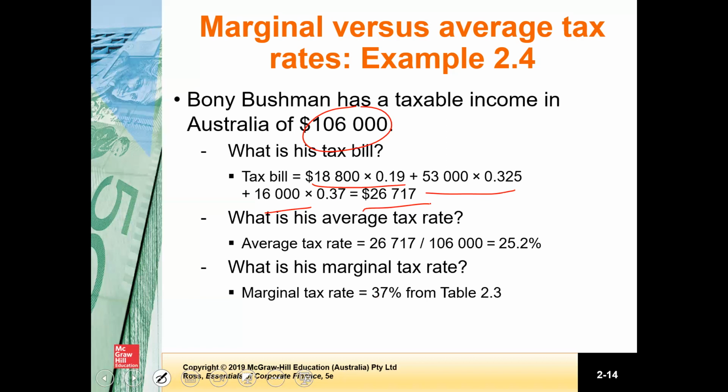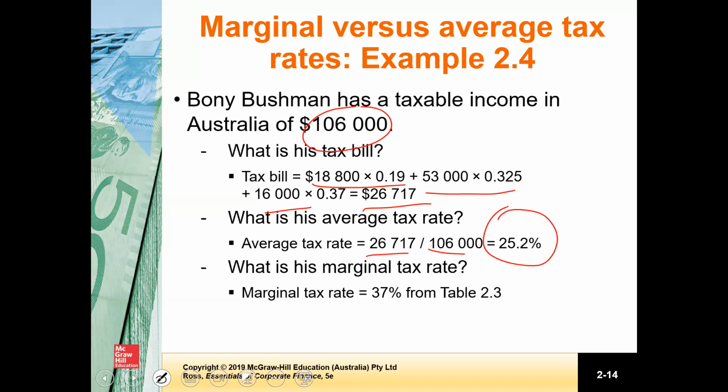Now, how do we calculate the average tax rate? As I mentioned previously, the average tax rate is your total taxes divided by your taxable income. So total taxes divided by taxable income, and you can see that the average tax rate is 25.2%.